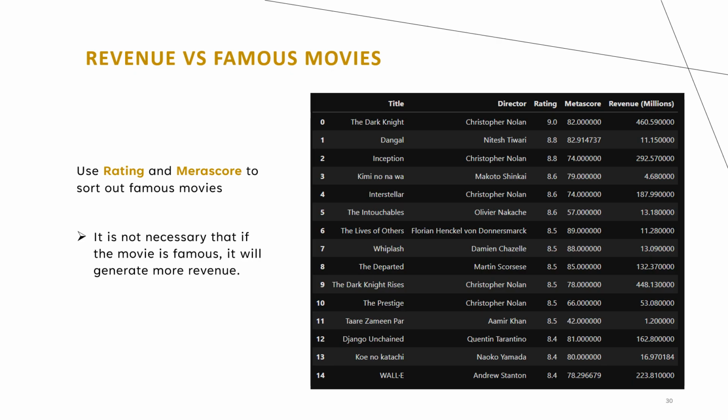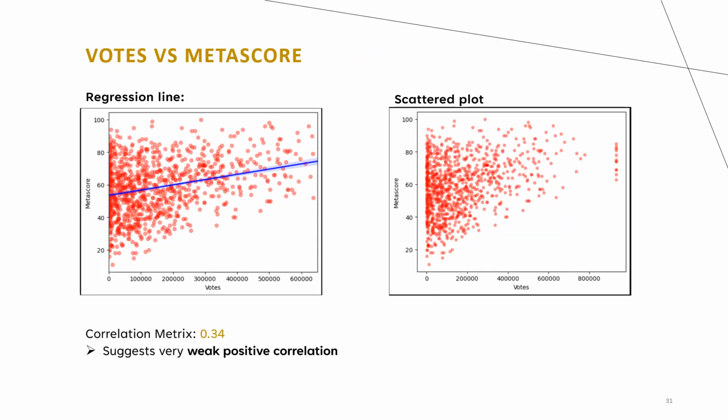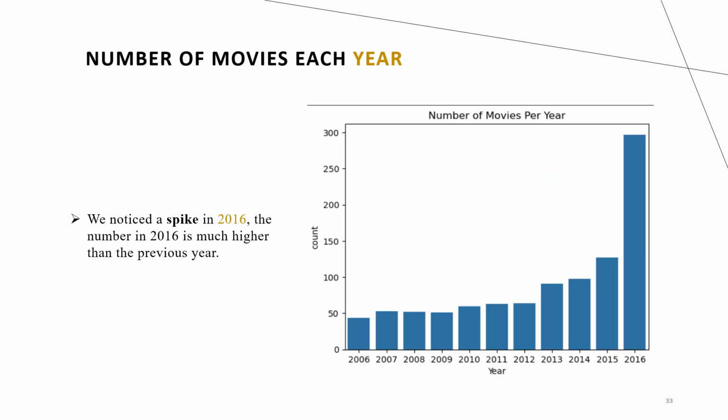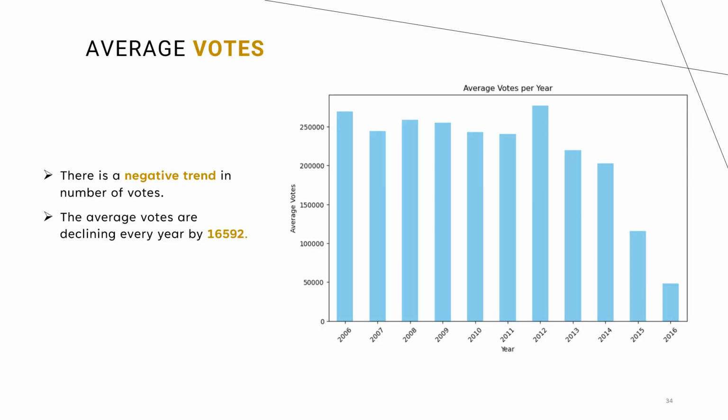Revenue versus famous movies: it's not necessarily true that if a movie is famous, it will generate more revenue. And voters versus Metascore has a very weak correlation. There is a moderate correlation between voters and rating. We saw a spike in 2016, where the number of movies released jumped.